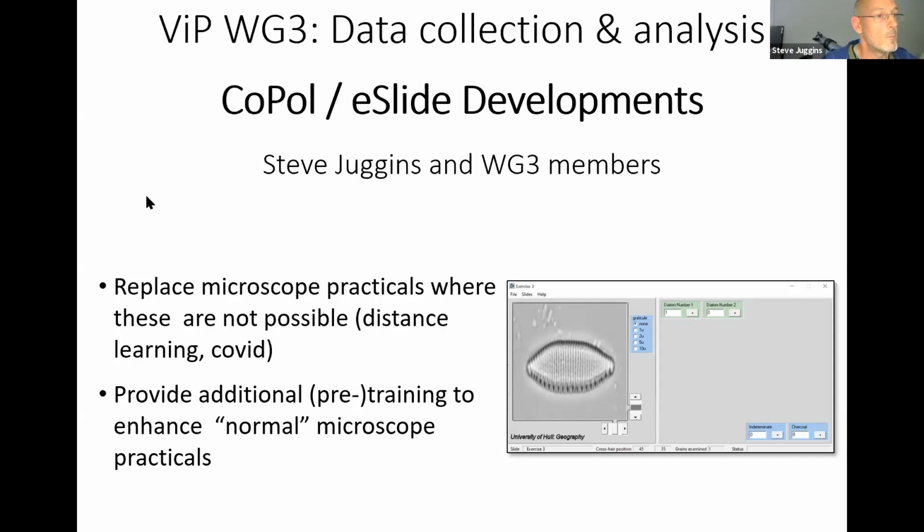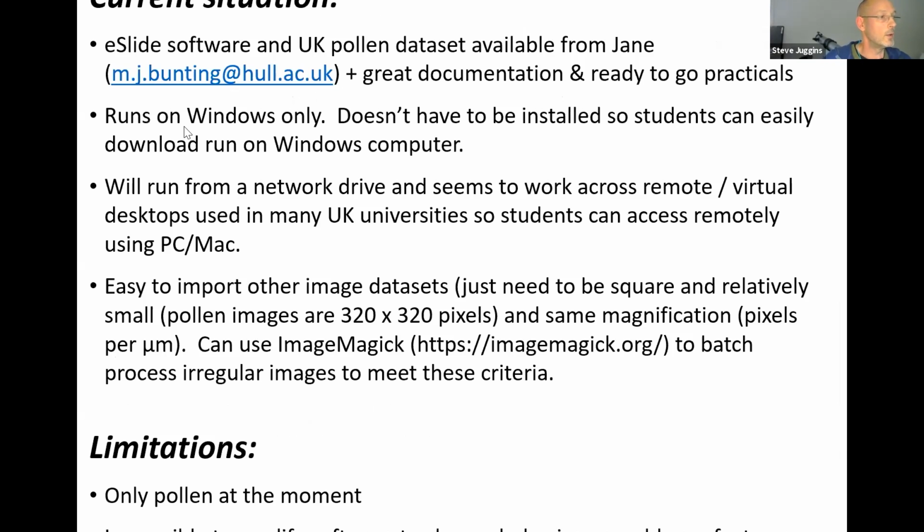So the situation at the moment is we've got this fantastic software that Jane has described. It has a set of UK pollen images. It's got some great documentation and a series of ready-to-go practicals. It runs on Windows. But the great thing is it doesn't have to be installed. Students can just download the software and click on the executable, and it'll run on almost any Windows computer.